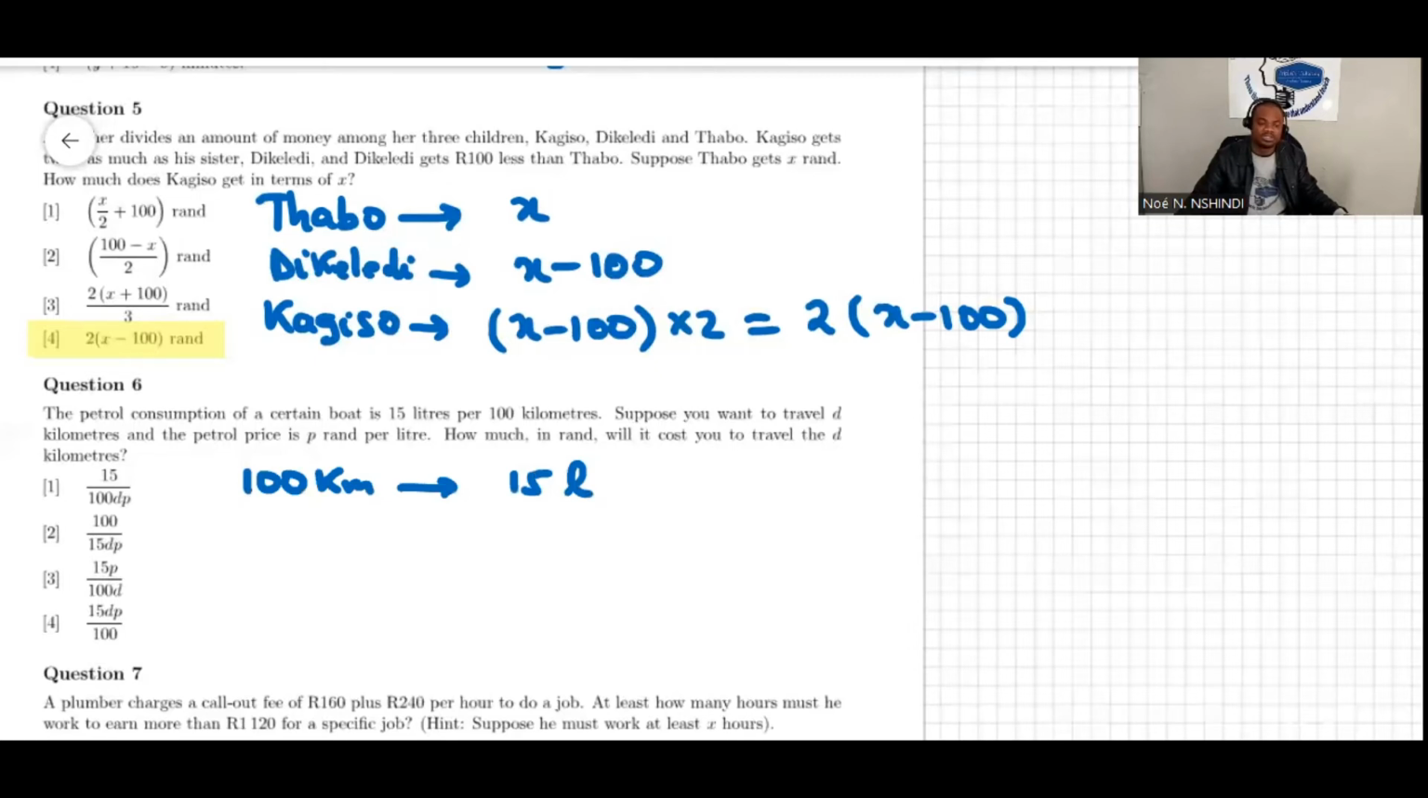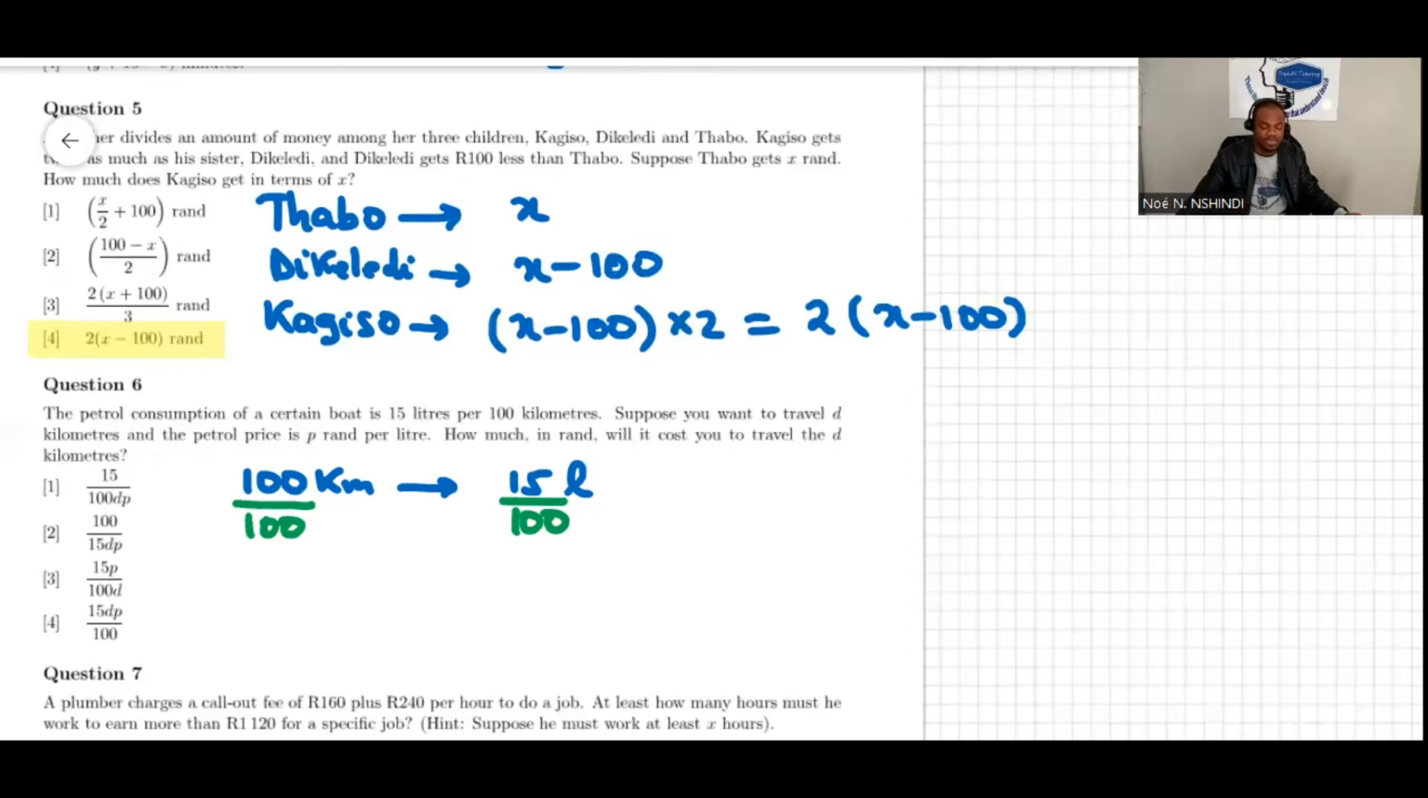Now I want to see how much d kilometers will cost me in terms of liters. Before doing that, I will first find how much 1 kilometer is. Always work out how much 1 kilometer will be in liters. So to get 1 kilometer, I divide by 100 here and I divide by 100 there, because whatever you do on the left, you must also do on the right.